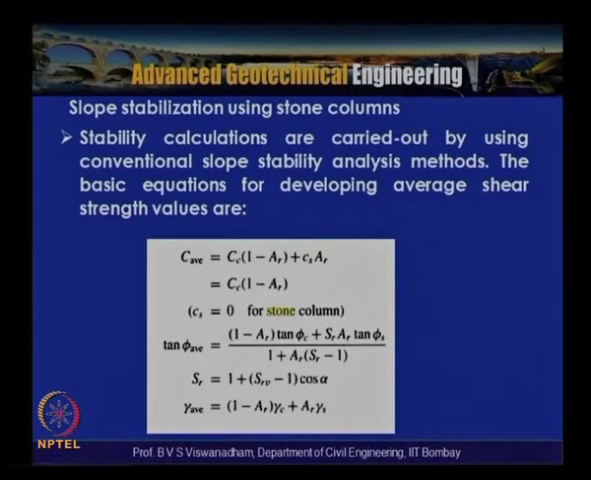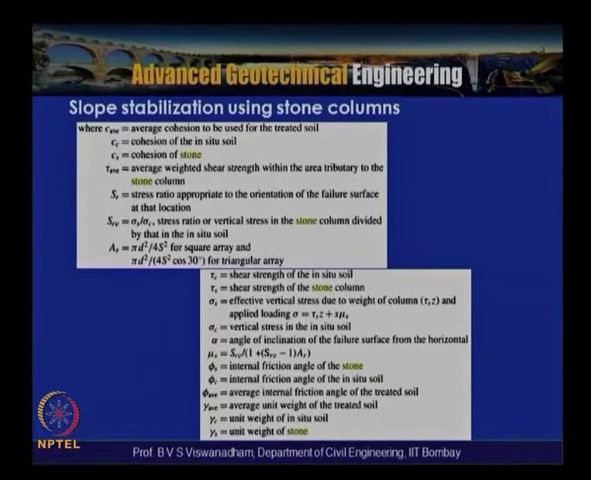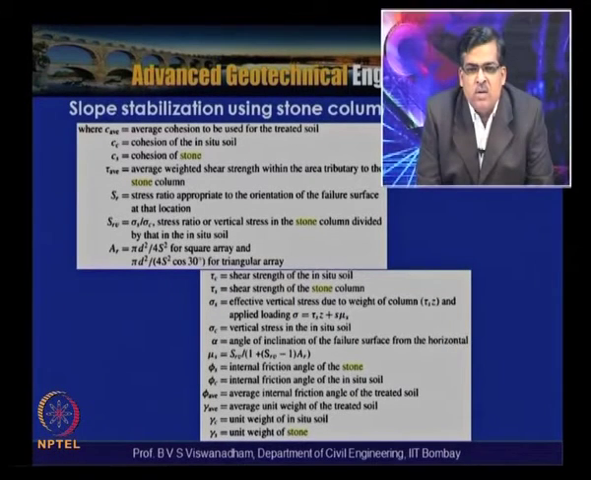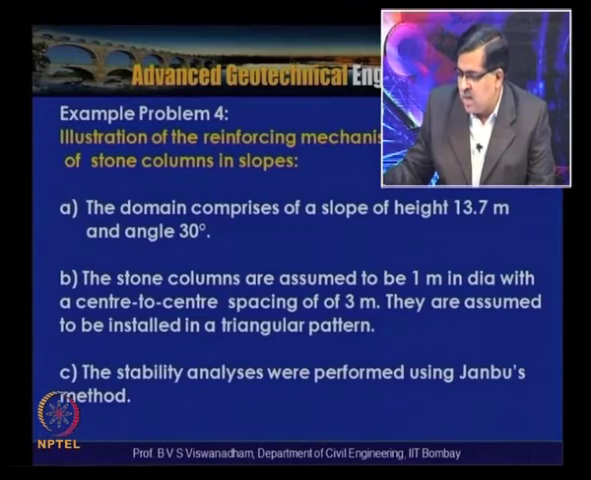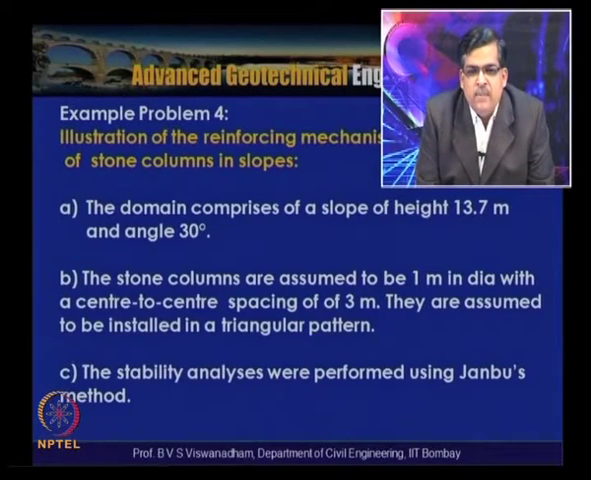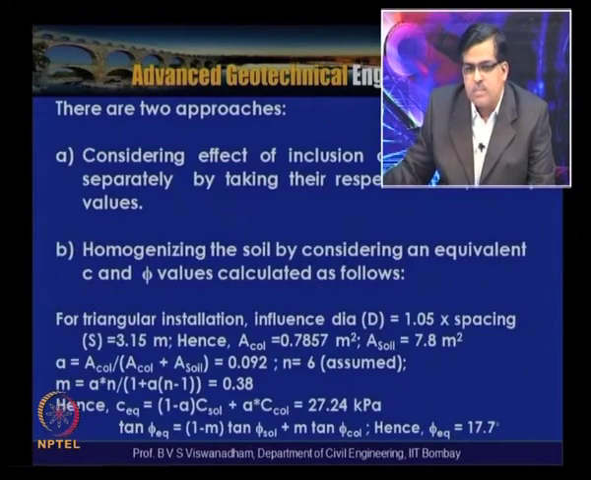So these notations have already been discussed, and are shown here once again in the slope stability analysis using stone columns. The analysis problem considered is a slope having 13.7 meter height and 13 degrees slope inclination. The stone columns are assumed to be 1 meter in diameter, with a center to center spacing of about 3 meters, in a triangular pattern, and the stability analysis was performed using Janbu's method.